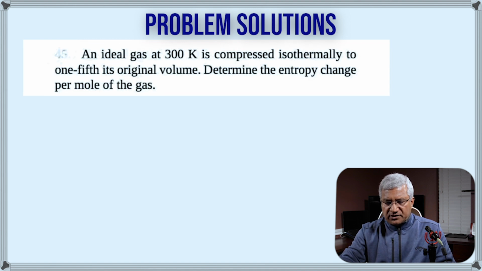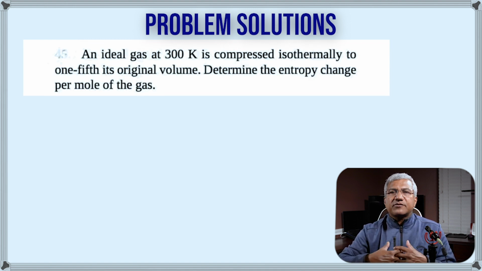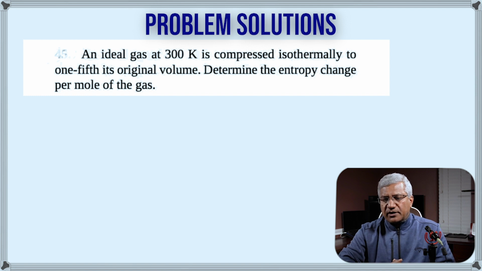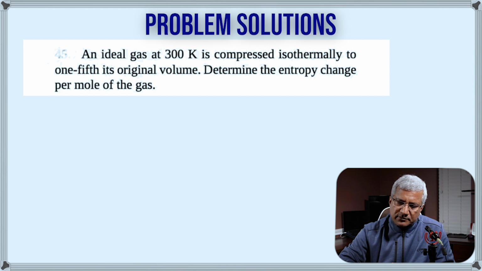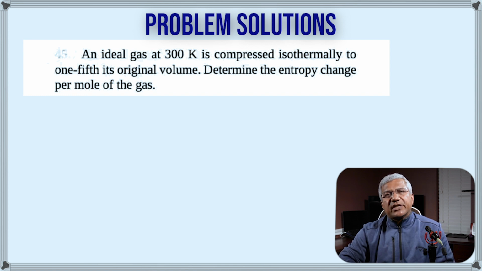All right, I think this is the last question. An ideal gas at 300 Kelvin is compressed isothermally to 1/5 its original volume. Determine the entropy change per mole of the gas. I did not talk too much about entropy, but I just want to say that the change in entropy dS is dQ by T.